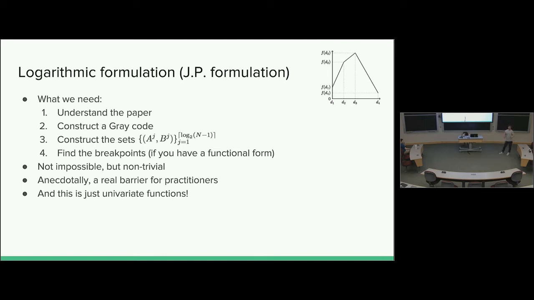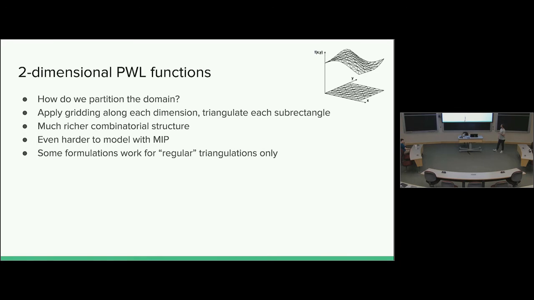So things get even more complicated when you send the code. And again, this is just univariate functions, so things get more complicated when you go to 2 dimensions. Right? So in the one-dimensional case, you just have intervals. So if you partition the domain, you just end up with more intervals.